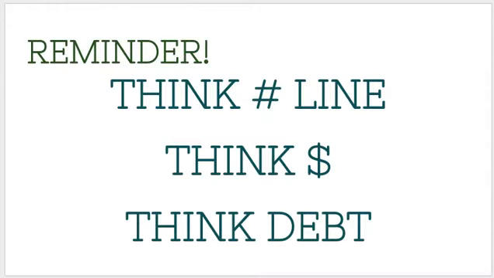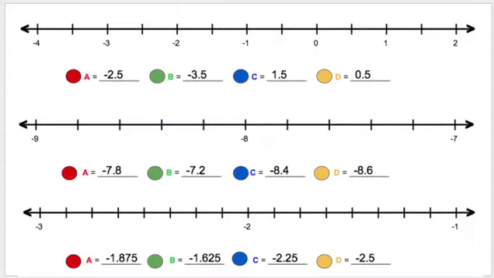We're just going to do a couple more examples, and just as a reminder, think about the number line, think about money, think about debt. Each of these examples has 4 numbers, and to figure out which is the smallest, or to order them from least to greatest or greatest to least, let's place them on the number line first.